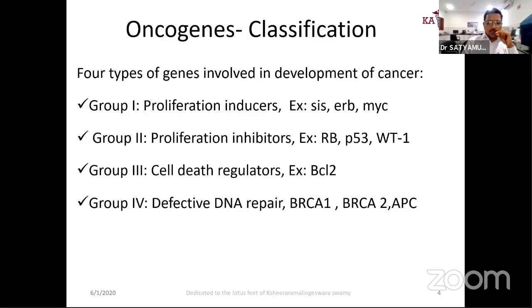If they are switched off, the tumor suppression stops and the tumor gets started. Group 3 is cell death regulators, like BCL2, which we have discussed, and other cell death regulators. Group 4 is DNA repair, like BRCA1, the breast carcinoma genes, which are due to defective DNA repair. These are the basic classification of oncogenes.